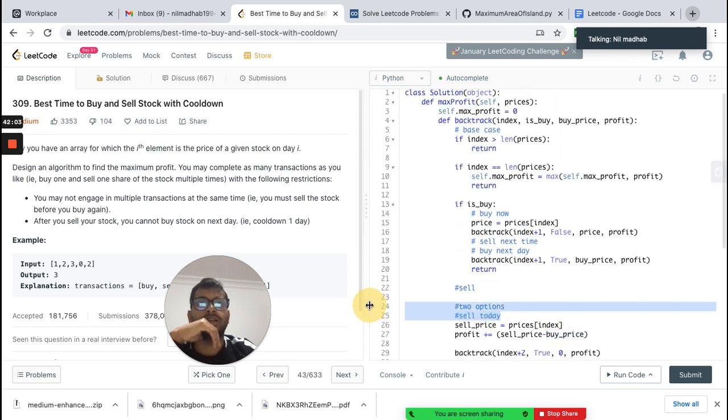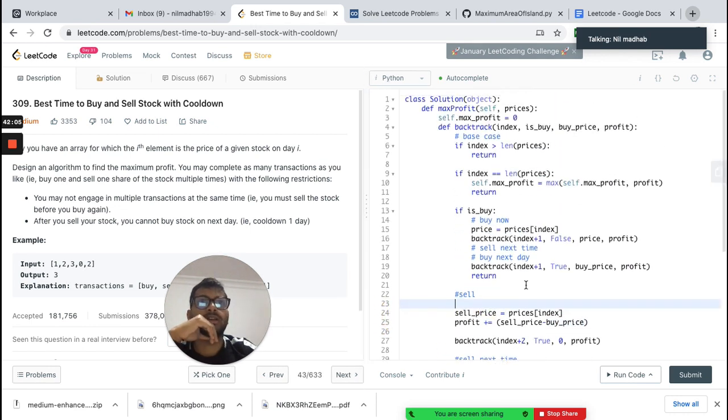Okay, so let's go through the code once again. If index is greater than length of prices, then return. We don't have to do anything. And if you reach the last one, we just update. And actually, we can also combine these two like this, right?